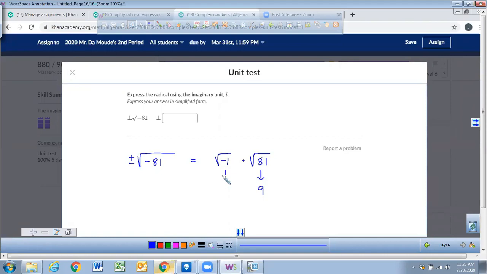Does anybody remember the special value of the square root of negative 1? It's i. So together, i times 9 becomes 9i. So when you break this down, my final answer is going to be plus or minus 9i. And I'm done. That make sense? Yeah, that makes sense.